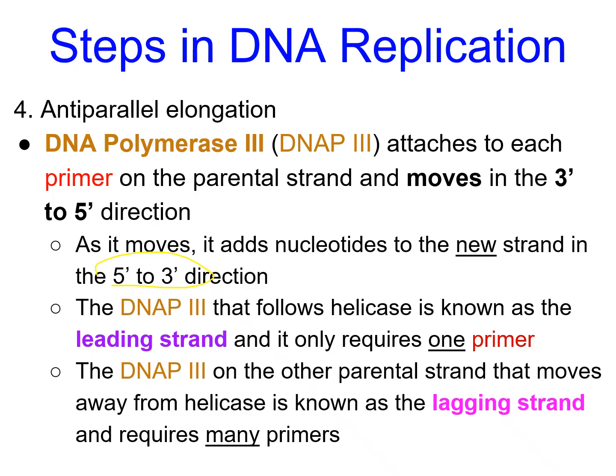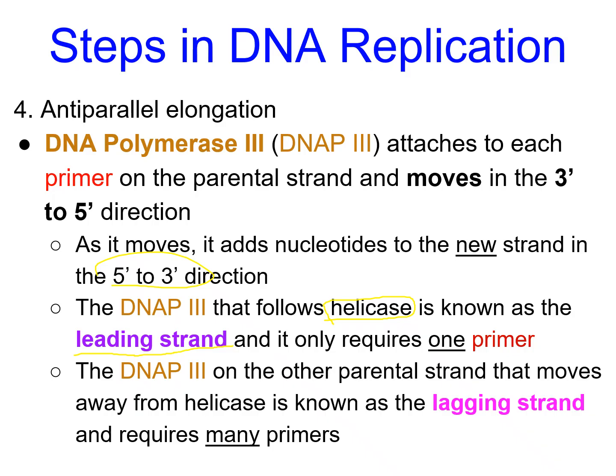The DNA polymerase 3 that follows the helicase. So remember, helicase is going ahead and it's doing that unzipping or the unwinding. The DNA polymerase on the parental strand that is trailing behind that helicase is known as the leading strand. So it is following that helicase. As helicase opens the replication fork, it is going behind and it is building that newly synthesized strand.